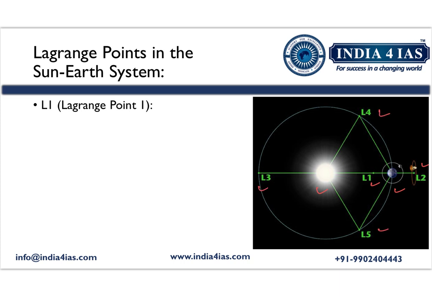So moving on to Lagrange point 1. This point is most significant for solar observations. Satellites in a halo orbit around L1 enjoy the advantage of continuous sun visibility, without any solar eclipses. And currently the Solar and Heliospheric Observatory satellite is at the L1 point.